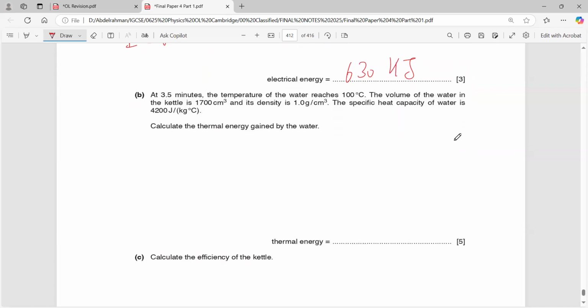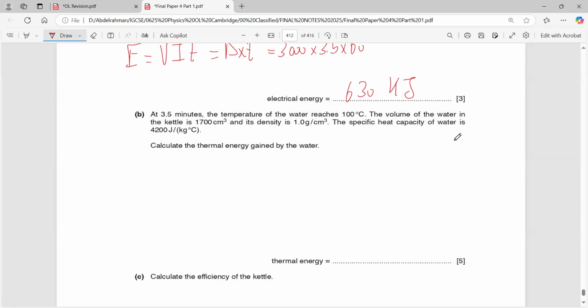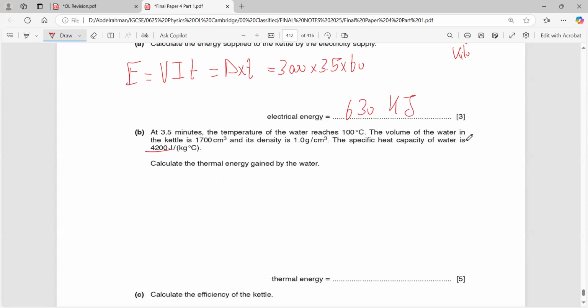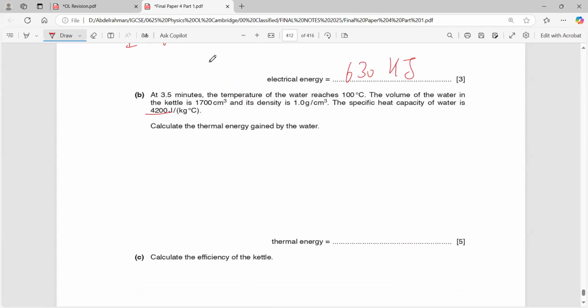Okay, let's go. At 3.5 minutes, the temperature of the water reaches 100 degrees Celsius. Look guys, initially the temperature was 19 degrees Celsius. The specific heat capacity of the water is 4,200 joules. Calculate the energy gained by the water. Okay, energy gained. E equals mc delta T.